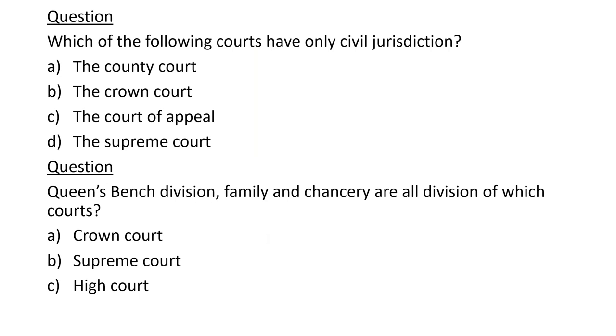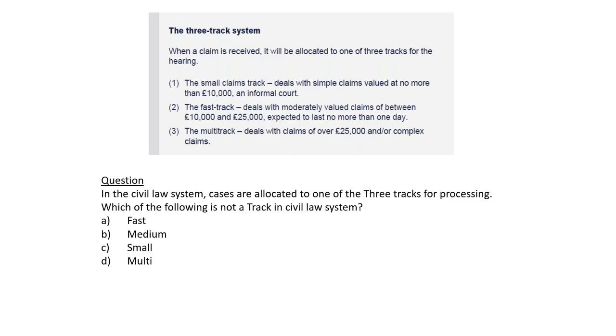Then the next question, which of the following courts have only civil jurisdiction? Having only civil jurisdiction means it will only be handling civil claims or civil cases. It does not have jurisdiction in criminal cases or any other cases. So that is basically the county court. The county court is a court that has all the expertise, that has all the jurisdiction of civil claims.